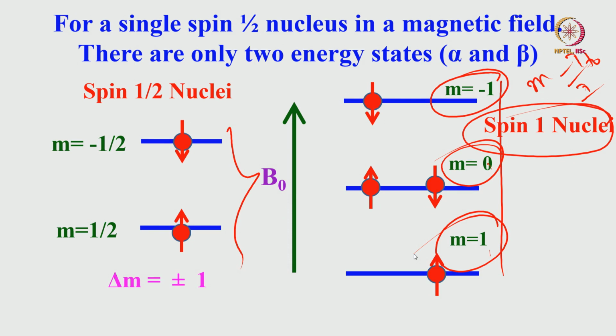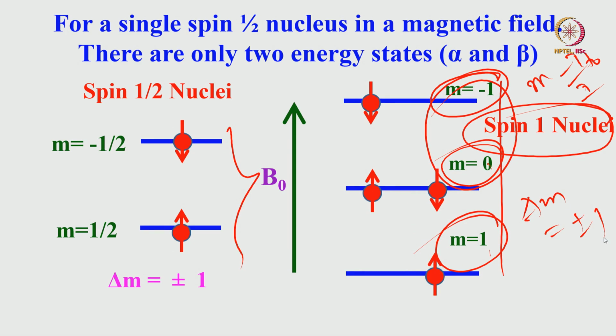Now what are the allowed transitions for this spin? Of course, m equal to -1 to 0 or vice versa is allowed because the change is only 1. Similarly, m equal to 0 to +1 is also allowed because here also delta m is equal to plus or minus 1 in both cases.